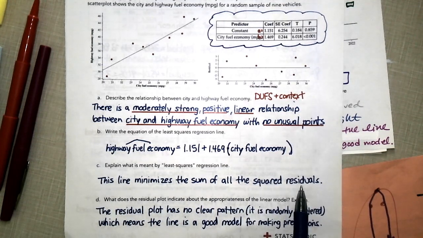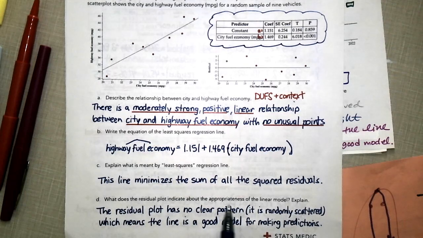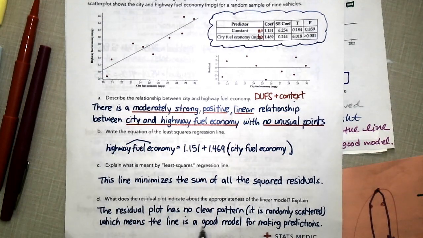I put a couple screenshots on Canvas to kind of just bring you up to speed on LSRL. And what does that indicate, rather, about the appropriateness? If it has no clear pattern, it's randomly scattered, then the line is a good model. If it's not a good model, then we have to force it. That's what we're doing next.